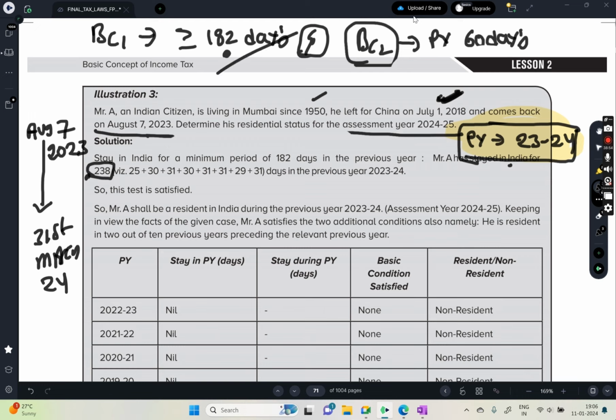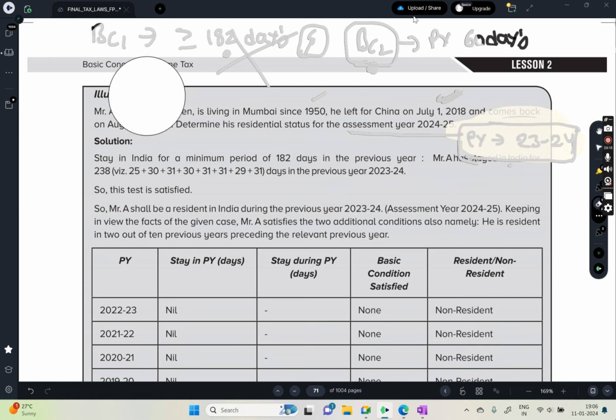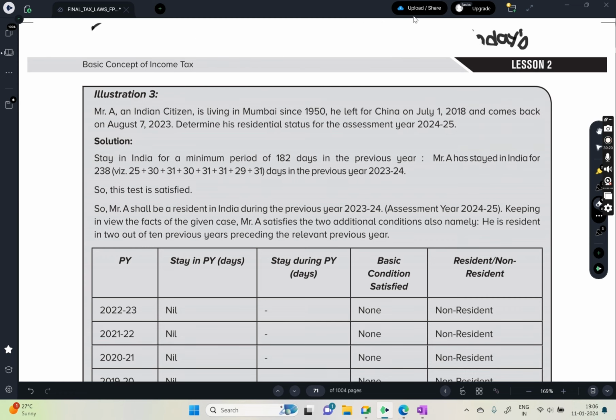If basic condition 1 is satisfied, do I need to check basic condition 2? No, sir. Anyway, I want only one condition. If any one of the basic conditions is satisfied, that is fine. Only if he is not satisfying basic condition 1, then I need to check basic condition 2. Now he is a resident. We are done with this question.